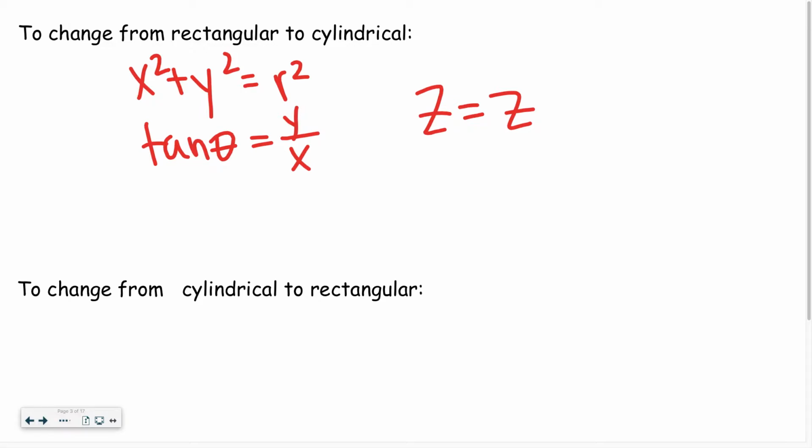This is calc stuff. Z equals You z. don't learn this.